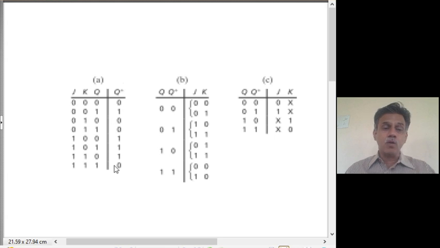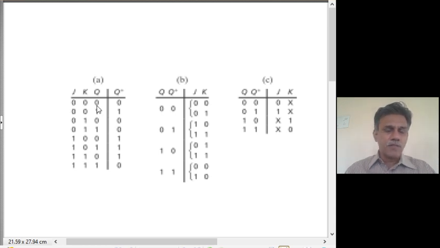Whereas the characteristic table has 8 rows, this table will have only 4 rows. So, find all rows which have this condition, Q being 0 and Q plus also 0, and give out the corresponding value of J and K here.